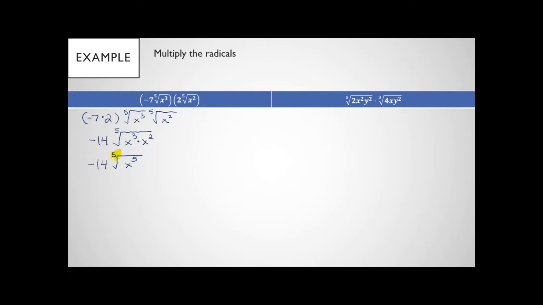Now that 5 on the root cancels out with my exponent of 5. So the whole symbol and the exponents disappear. That's the reason we have radicals, is to cancel these things out. So I'm left with only what's underneath it, which is an x. So my final answer would be -14x when those all get canceled out.